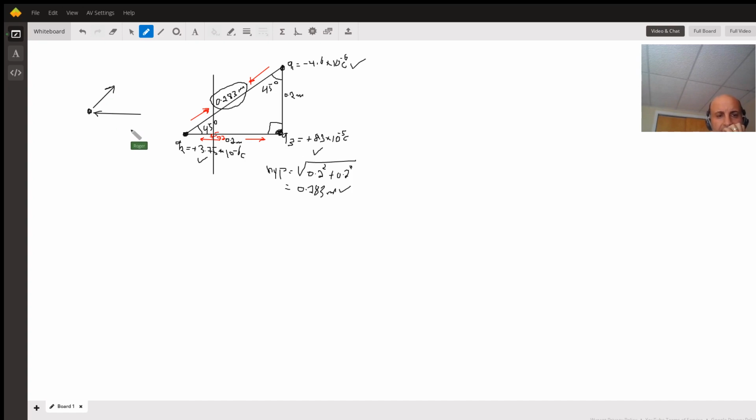Okay. Now we need to find this force, which is F32, because this is charge Q2. The force is pushing from 3 to 2, and the force that's pulling away is force 21, which is a pulling away force from charge 2 to charge 1. We know that this is 45 degrees.